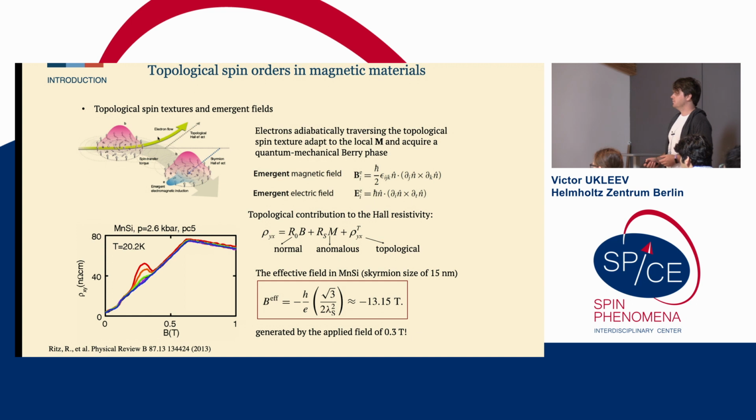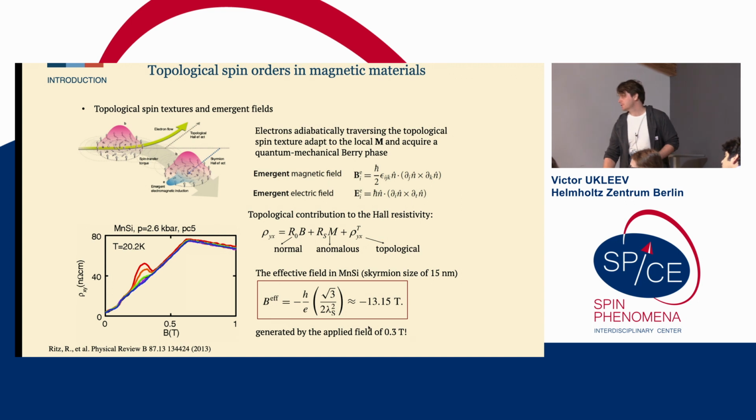You can see a very bright example in manganese silicide, when you apply magnetic field and go into the skyrmion pocket phase, then you have a large enhancement of the Hall resistivity here. And if you calculate it into an effective magnetic field, it is of the order of tens of Teslas, which is generated by only applying a few hundred milliteslas in these materials. And this so-called emergent field is one of the brightest manifestations of topological spin orders, at least in metallic compounds.